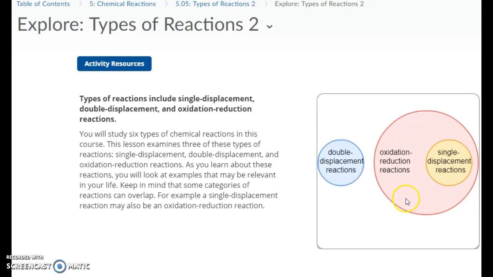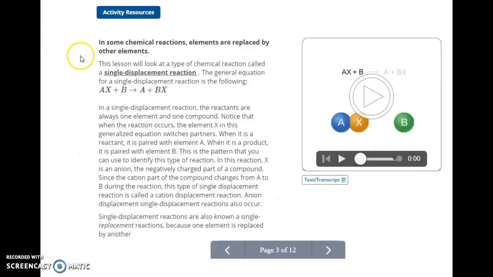The diagram is showing that single displacements can be their own thing, but they can also be included sometimes in an oxidation-reduction, and sometimes oxidation-reductions are not single displacement reactions. In chemical reactions, elements are replaced by other elements. This lesson will look at a type of chemical reaction called a single displacement reaction.